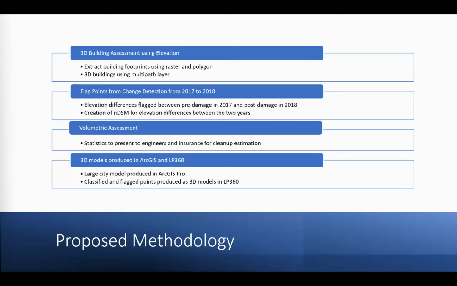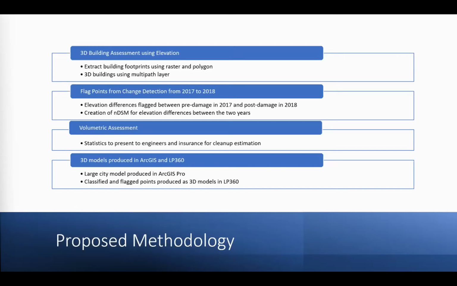With building footprint vector data and LiDAR point clouds, a large 3D city model can be built from each set of 2017 and 2018 to see the differences. An NDSM will be created from each set so that elevation differences between pre-damage in 2017 and post-damage in 2018 can be flagged. This part will be able to show the change in elevation between the 2 years so that building damages can be shown.